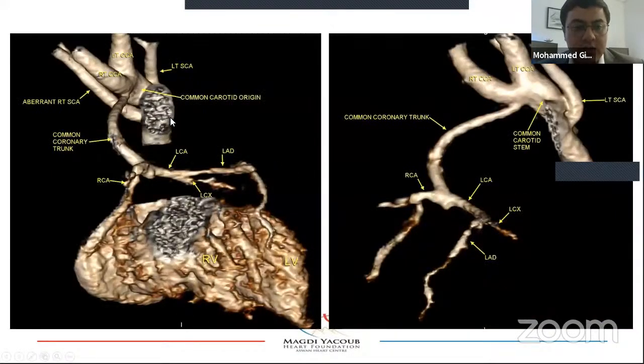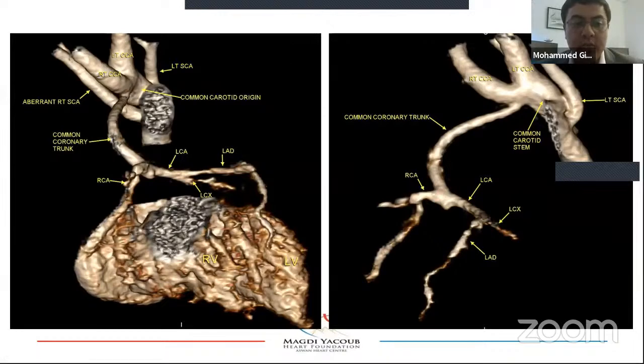As you see here, this is a VRT or 3D image displaying the aortic arch and the arch branches. This is the common carotid origin or common carotid stem, supplying the right common carotid and left common carotid, then the left subclavian artery, and lastly the aberrant right subclavian artery. And this is the vascular structure, which is the abnormal or unusual finding.